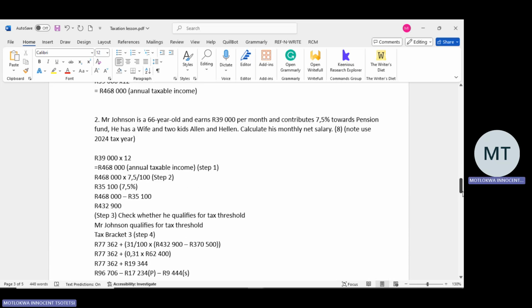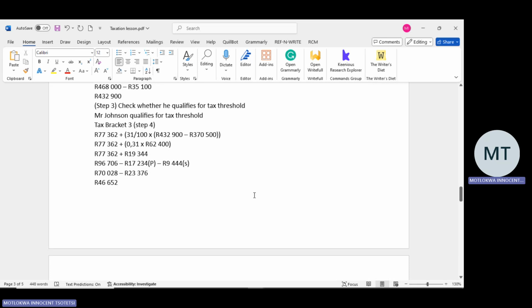So we are not done because the statement said to calculate his monthly net salary. So we have two salaries, guys. We have gross salary, we have net salary. Gross salary is the money that you receive before any deductions. Then net salary is the money after deductions. So as you can see, guys, we have calculations. It means we are calculating the money after deductions. Okay, but they have specified monthly, which automatically means we are going to divide by 12.